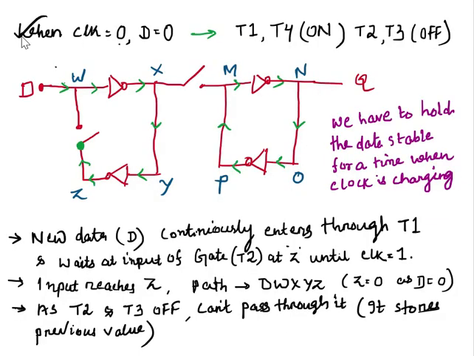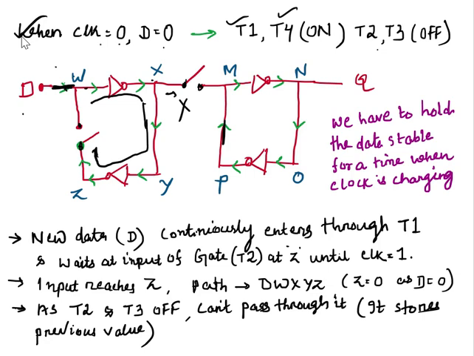When clock equal to 0 and the input D equal to 0, we know that T1 and T4 are on. T1 and T4 on means the gate is closed, and it provides a path. And T2, T3 off means this provides an open circuit. So now new data continuously enters through T1 because this path is closed, the transmission gate is closed. Then the signal has to pass through this inverter. It cannot pass through this one, right? Because this is open. So it has to pass through this one, W, X, then it will reach the Y node, then it will reach this point.